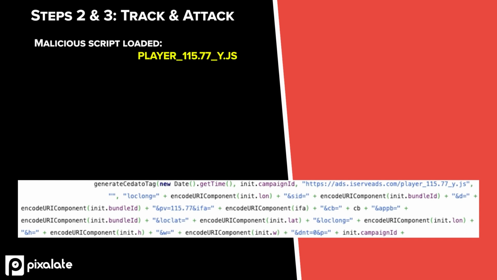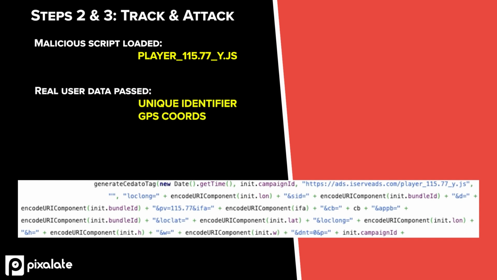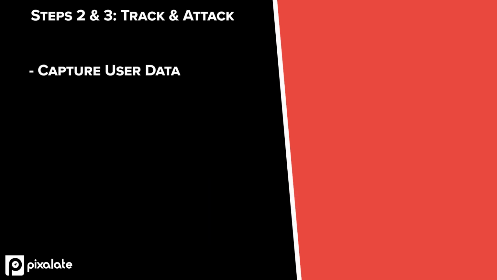player_115.77, and once again we see user information passed along the chain. This script's purpose is to request third-party VAS tags and parse them for impression and creative information. This script queries the iServe ads control center, which sends back about a dozen requests for video ads on the background of the user's phone.